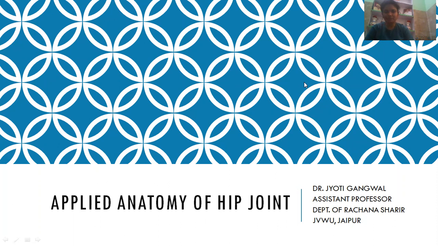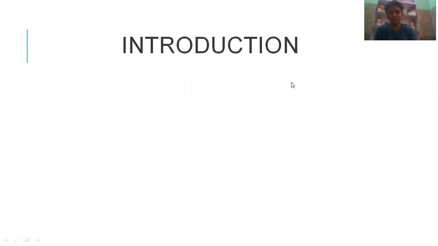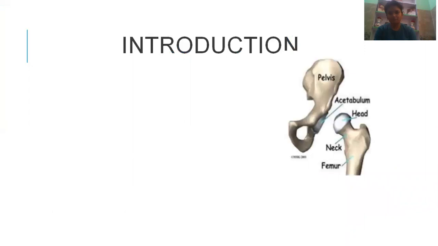Today, we will talk about the applied anatomy of the hip joint. Introduction. This is the hip joint. It's formed by the pelvis and the head of the femur.